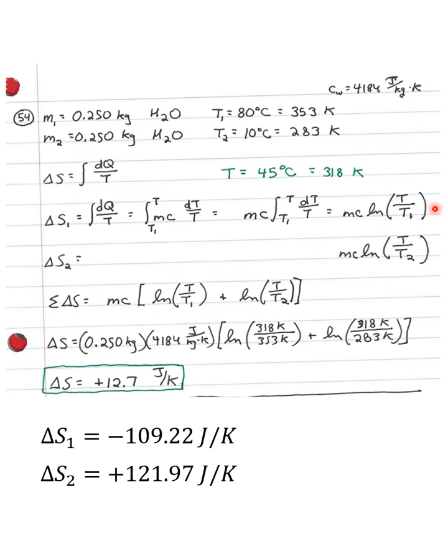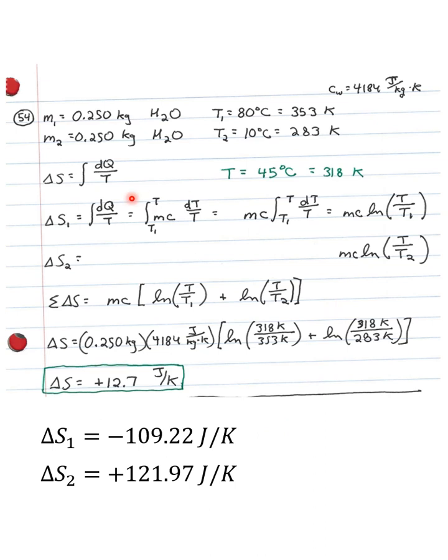When you plug in T and T1 and m and c, let's go to the bottom of the page. I only remembered to do this as an afterthought to answer the question. The change in entropy of the hot water is negative 109.22 joules per Kelvin.